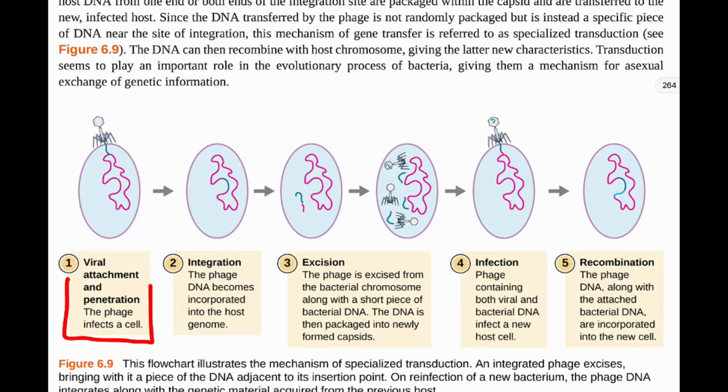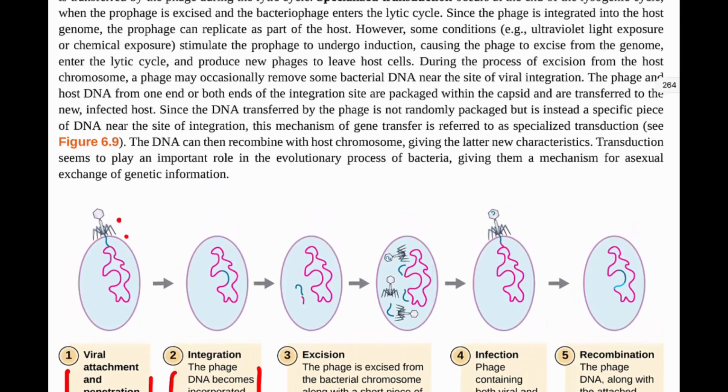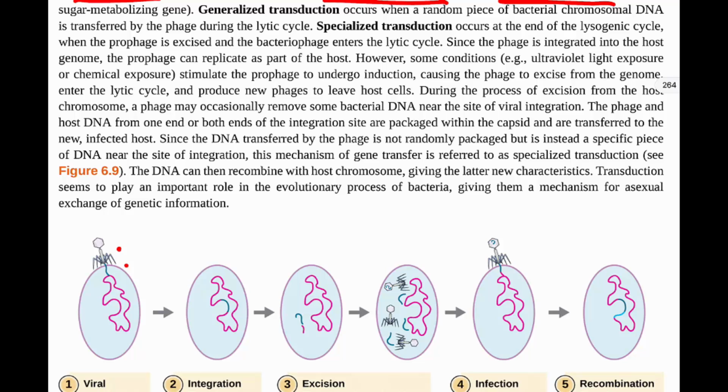Generalized transduction occurs when a random piece of bacterial chromosomal DNA is transferred by the phage during the lytic cycle. All right, so that's what we had just talked about. Sorry, I thought that's what this image was, but it's not. So generalized transduction is what we said. There's a random piece of DNA that just happened to get caught up in the process and get put inside of the capsid, and then is sent along, and then it goes into the next bacteria.